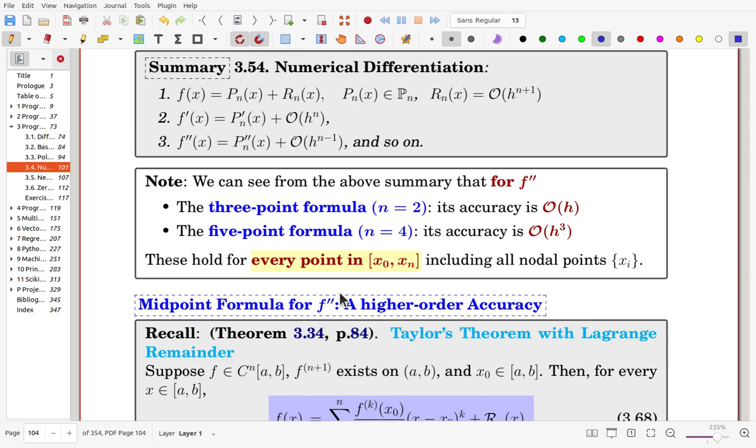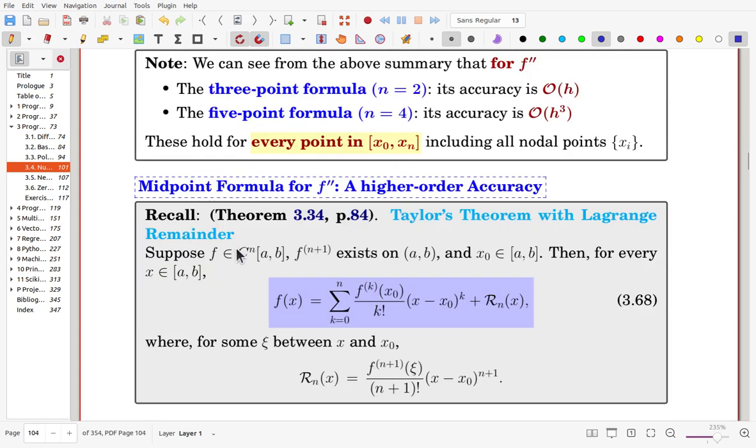We start with a recall of Taylor's theorem with a Lagrange remainder. That is Theorem 3.34, which we studied earlier. If the given function is sufficiently differentiable, then for every x in the interval we have an nth order polynomial plus Rn, which is one term. That is the Taylor theorem.